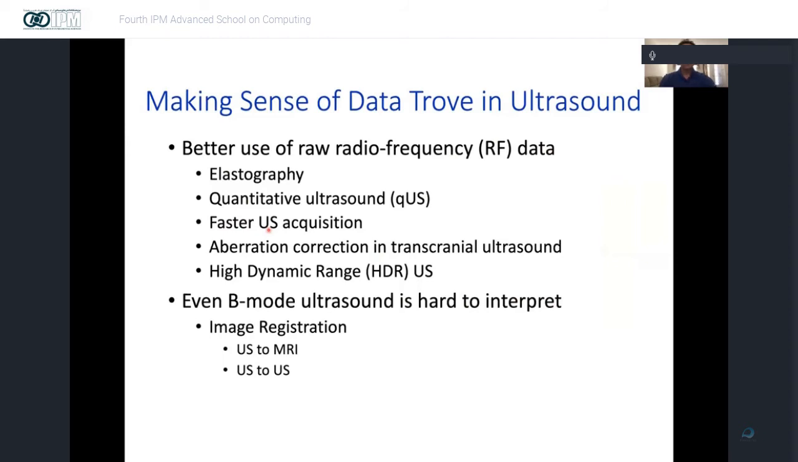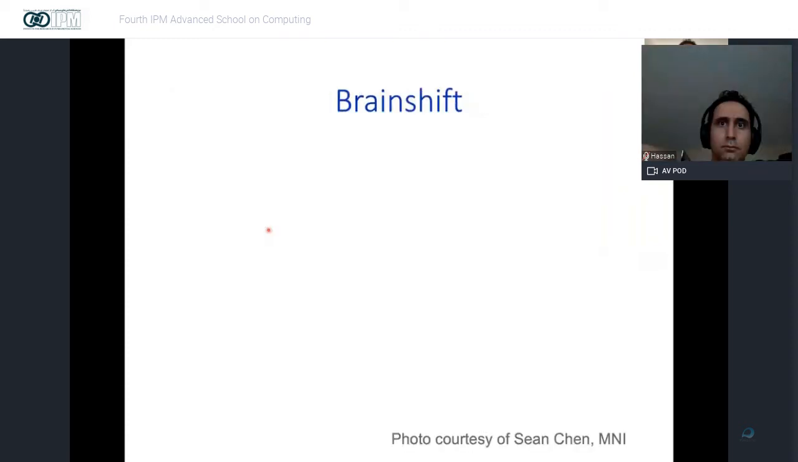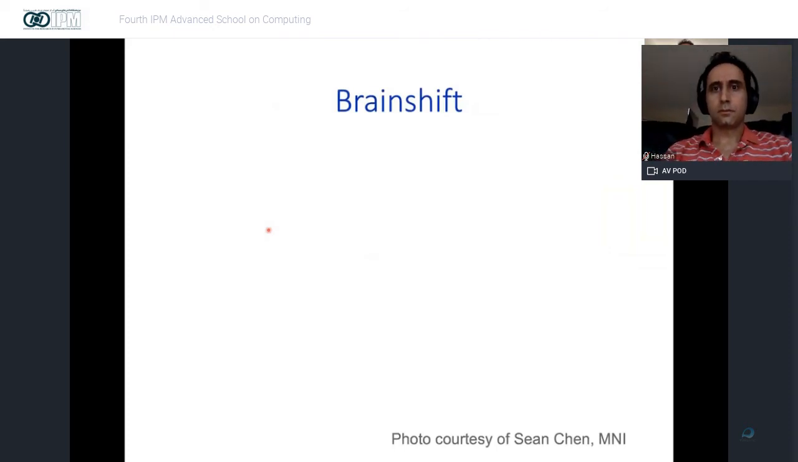So now let's talk about the second part of my talk, which is image registration to make ultrasound images easier to interpret. Now I'm going to show an image of brain shift. This was collected at the MNI, Montreal Neurological Institute. And I'm going to show an exposed brain. If you don't want to see an exposed brain of a person, you can close your eyes for a few seconds.